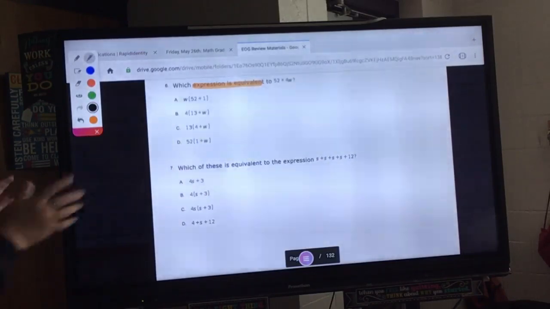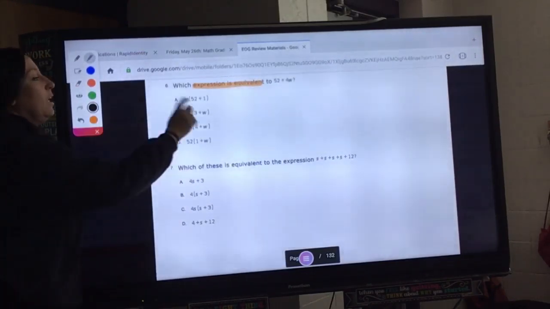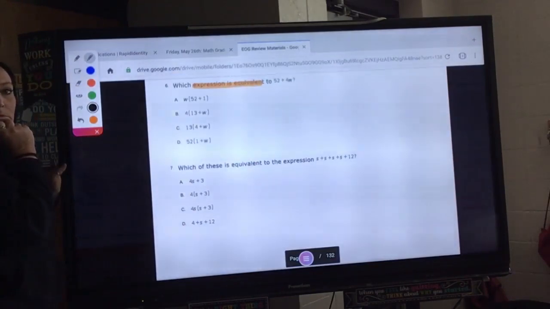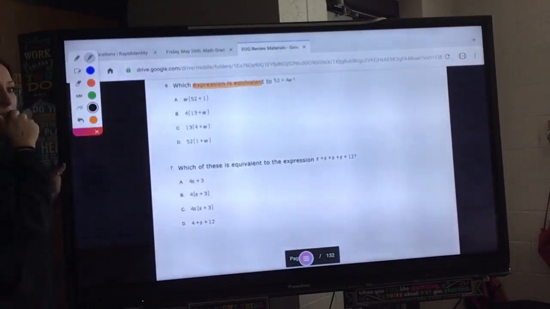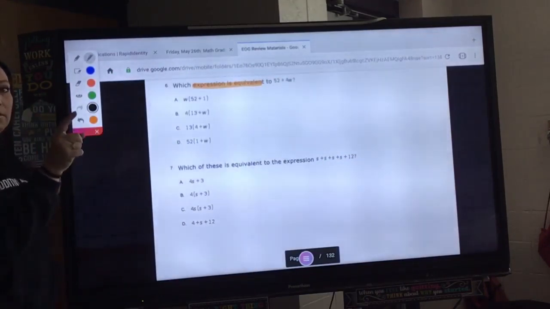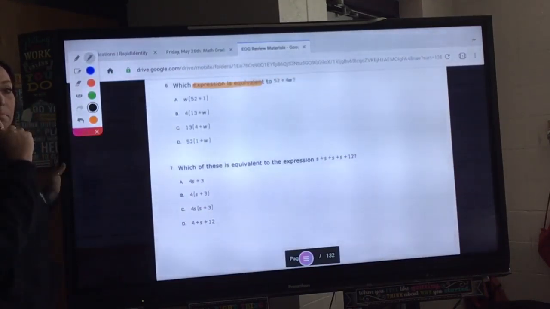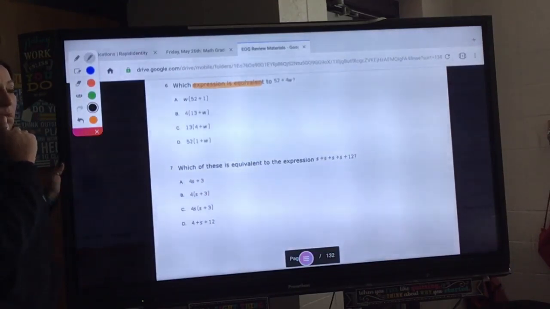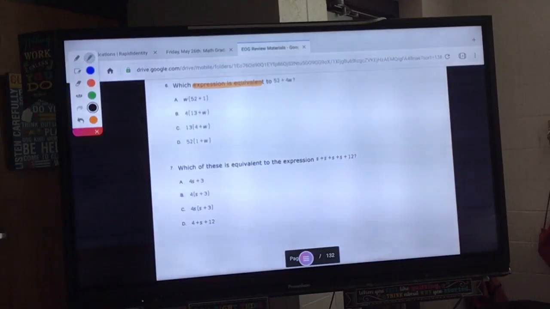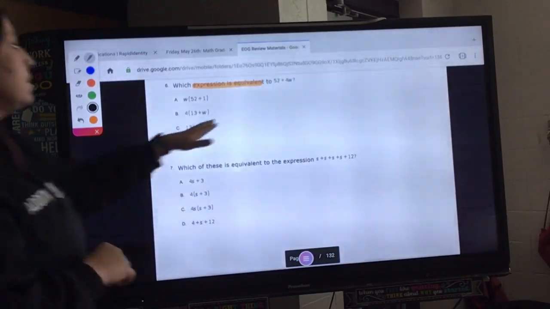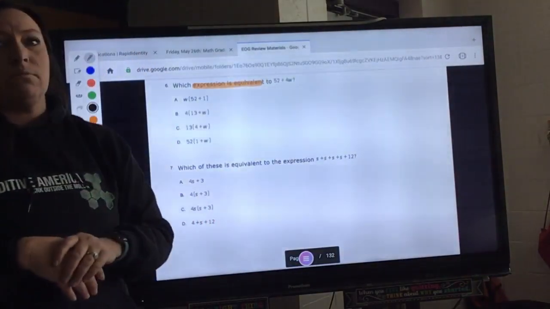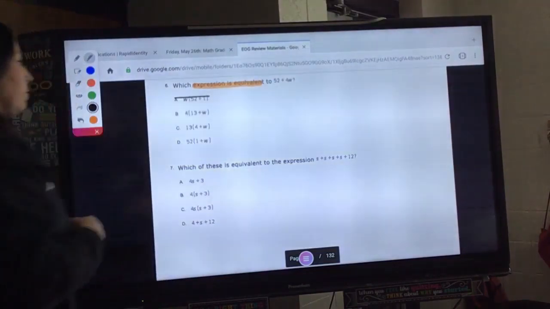Based off of this, let me ask you this. Can it be A? It cannot be A. Why can it not be A? Ronnie? It says 4W and there's no 4, it's just a 1. Well, remember, distributive property is pulling a number or something that is the same in both of those numbers and putting it on the outside. Does 52 have a W? No, so it is not A.